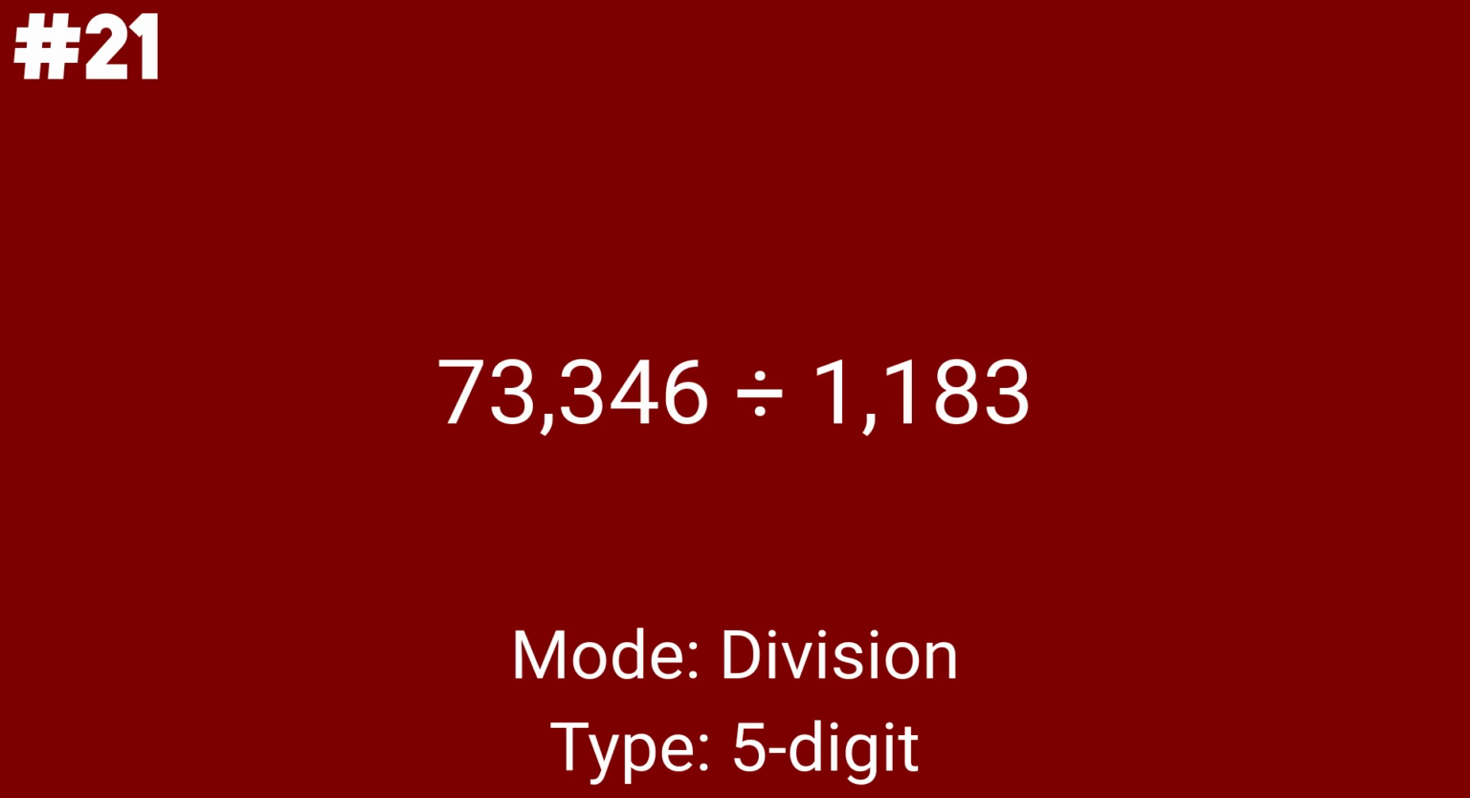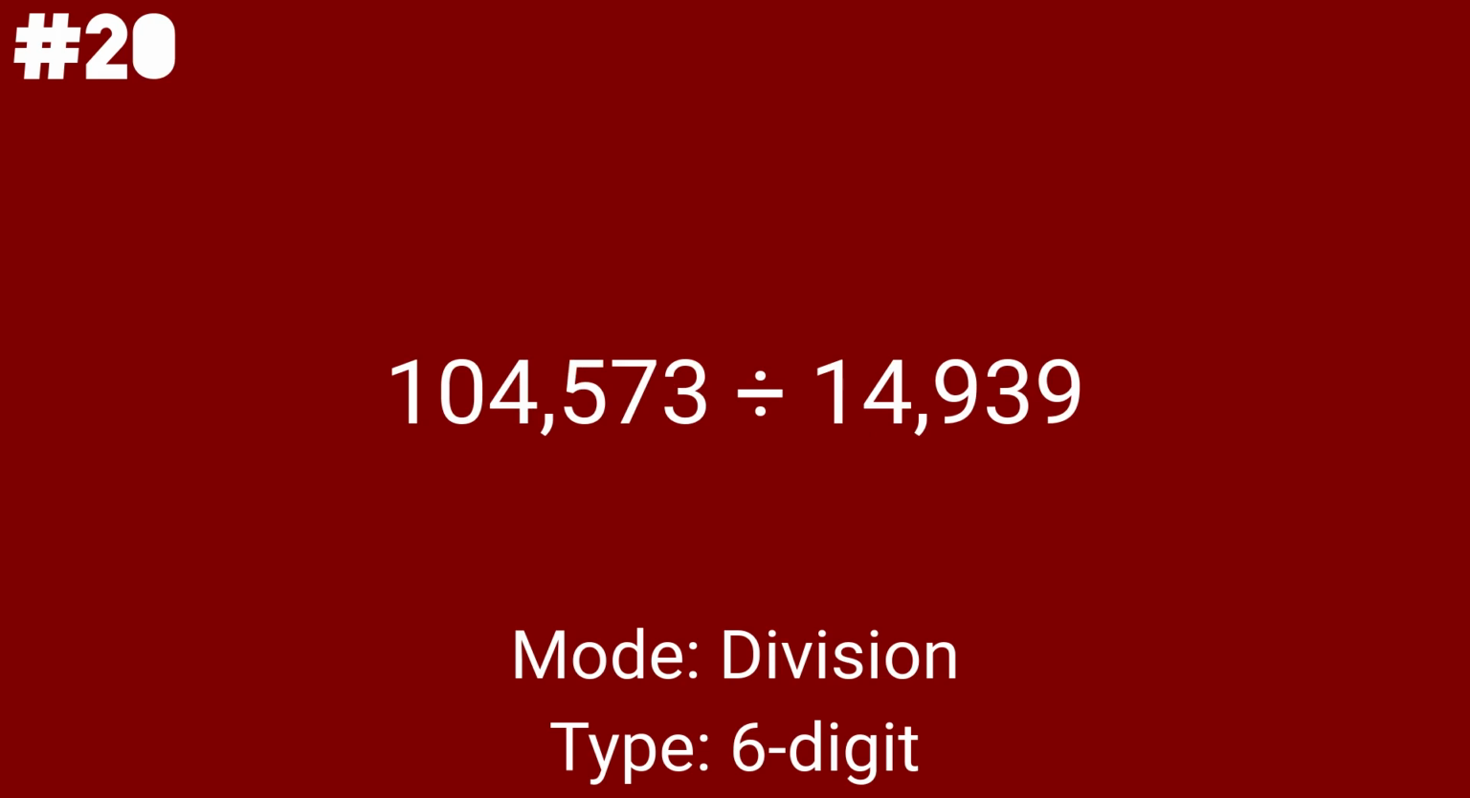73,346 divided by 1,183 is the last division problem with 5 digits. It's also the division problem that ends the first half of the division problems, because we are at the halfway mark. Now we're moving on to the second half of the division problems. Also, this means the first 6-digit division problem.